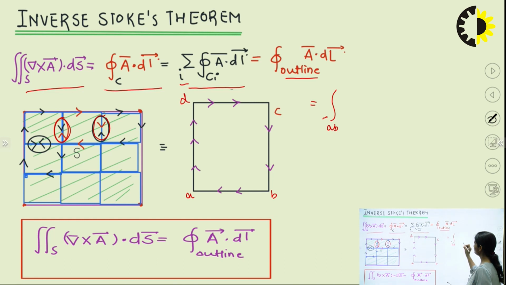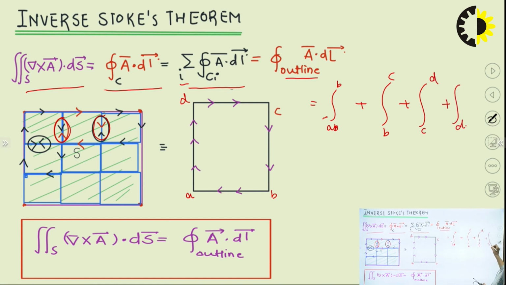A to B, plus the second, B to C line integral, plus C to D, plus line integral D to A. So we can calculate it like this and add all these four, or you can find it like this, curl of A dot ds. This is your right hand side. Okay, so this is the inverse Stokes theorem. Means in Stokes theorem, this is the left hand side and this is the right hand side. Here in inverse Stokes theorem, this is your left hand side and this one is your right hand side.